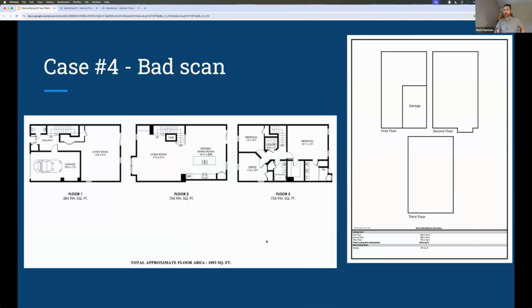Last one here. This one came from Matterport. This scan came out of Matterport. And the way this one came to our attention is that I was doing this exact presentation at an office in downtown Raleigh, and I was going through and explaining how these scans work. And one of the agents was sweating. She kept rubbing her forehead. She was sweating through her shirt.